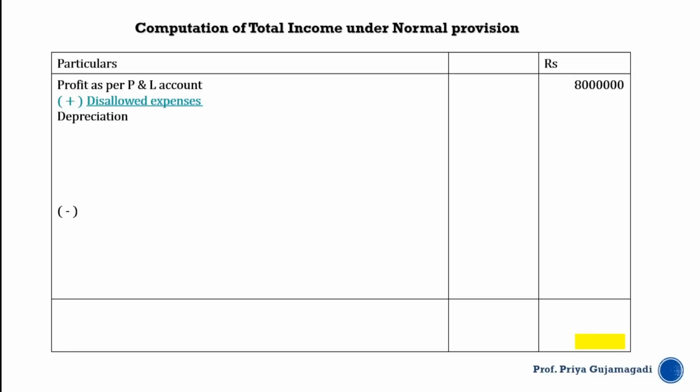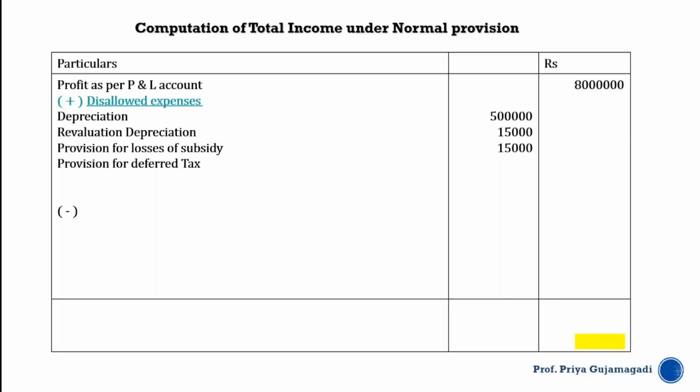In the question there was depreciation 5 lakh rupees, we have to take it as it is. Then revaluation depreciation 15,000, we have to take it. Provision for losses of subsidiary 15,000, we have to add it. Provision for deferred tax 10,000 rupees, we have to add. Wealth tax under normal provision we are adding, but while calculating book profit we will not add wealth tax. So for now we are adding it, 1 lakh rupees. The total of all the items to be added is 6 lakh 40,000 rupees. So we will add it, 80 lakh plus 6 lakh 40,000. It will amount to 86 lakh 40,000.